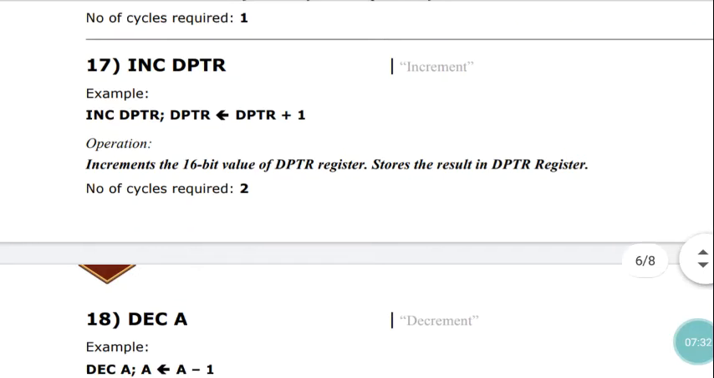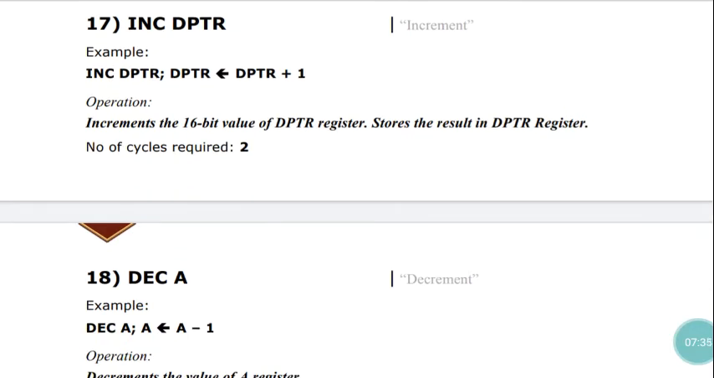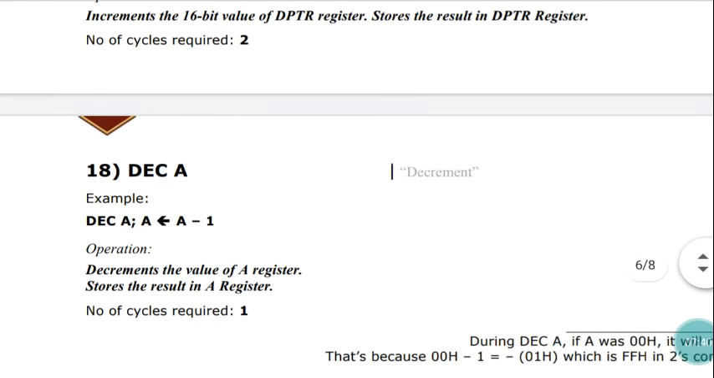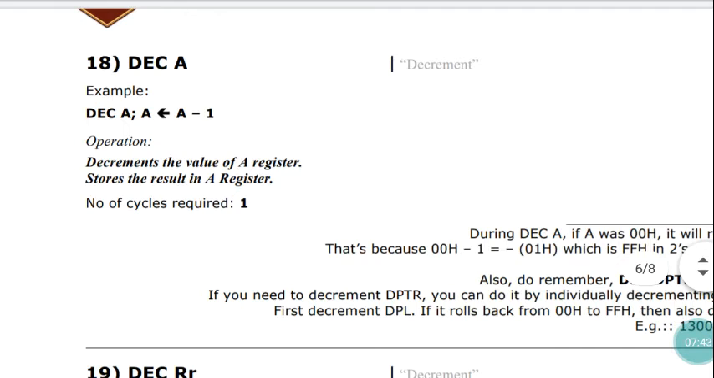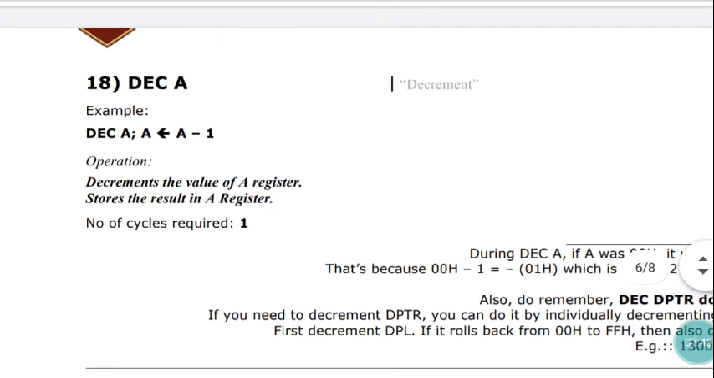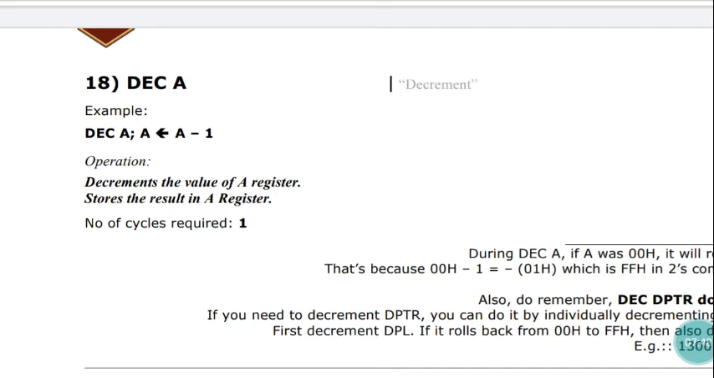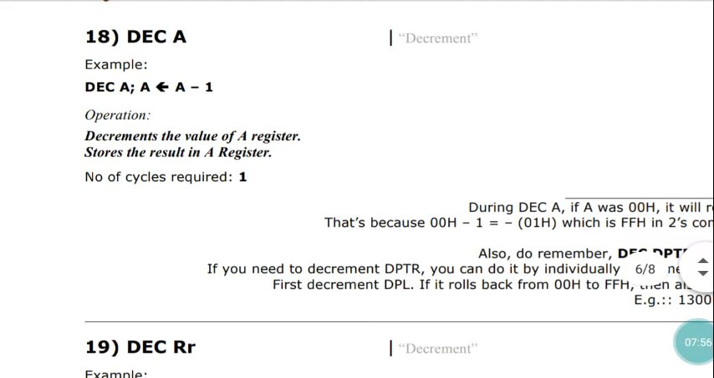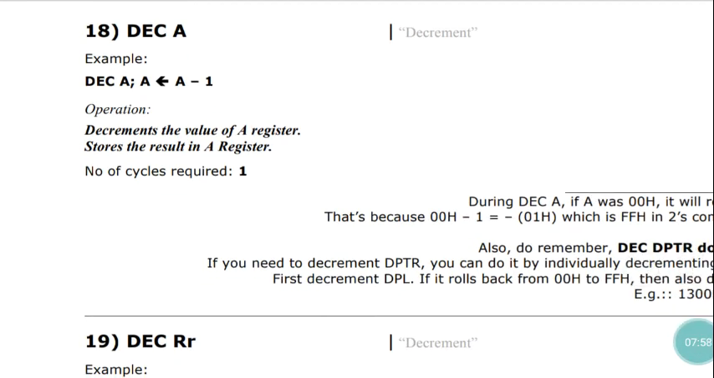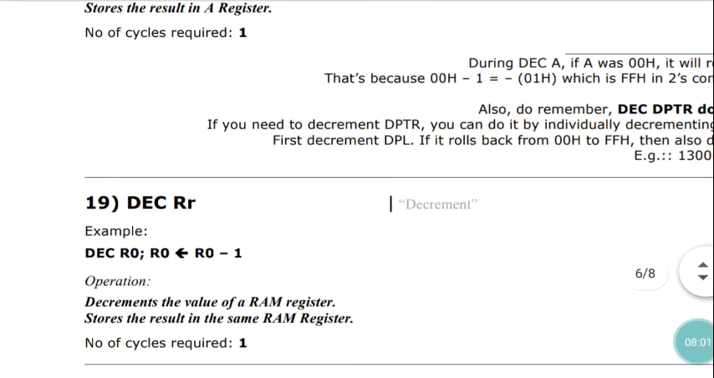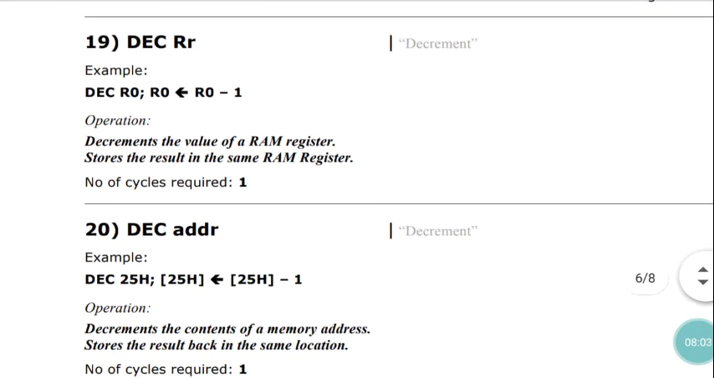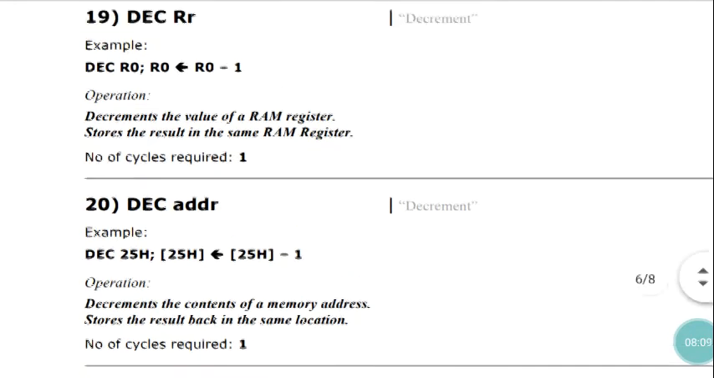Next, INC DPTR. Increment DPTR means it increments the 16-bit value of the DPTR register and stores the result in the DPTR. Next, decrement A. It is also similar. Decrement operations are similar to the increment operation. In a decrement operation, we decrement the value present in that register. DEC A means it decrements the value of the A register and stores the result in the A register. Next, coming to DEC Rr. Here, whatever value is present in the register will be decremented by 1. Again, the result will be saved into the same register.